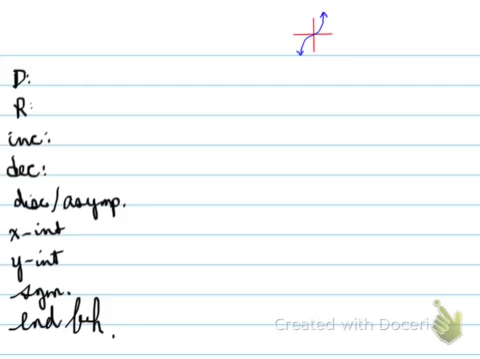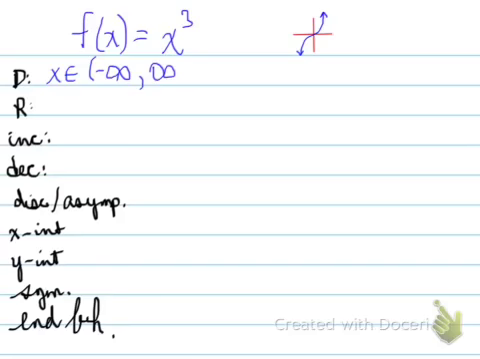Okay, so let's look at this one. This is the cubic function, so f at x is equal to x cubed. So the cubic function, the domain for the x is x belongs to real. So in interval notation, it goes from negative infinity up to positive infinity. And then the range, y, also goes from negative infinity up to positive infinity.